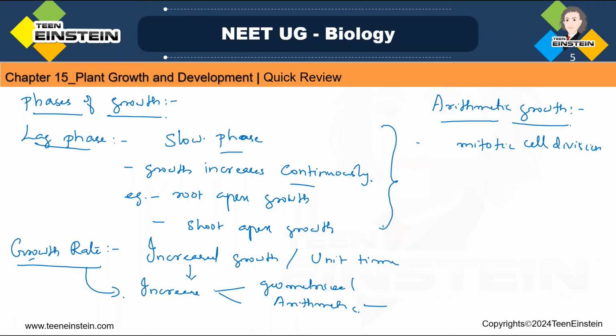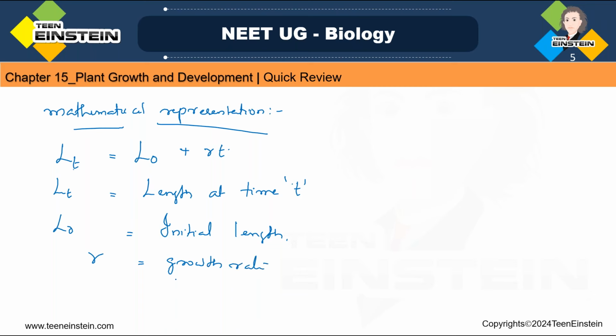Mathematical representation of this arithmetic growth, we can say Lt is equal to L0 plus rt. Okay, Lt means length at time t. At time t, what is the length? That is Lt. And L0 is the initial length. Initial length at the starting stage, what is the length? That is L0. Then r is the growth rate and t is the time. Clear? So this is the arithmetic growth.